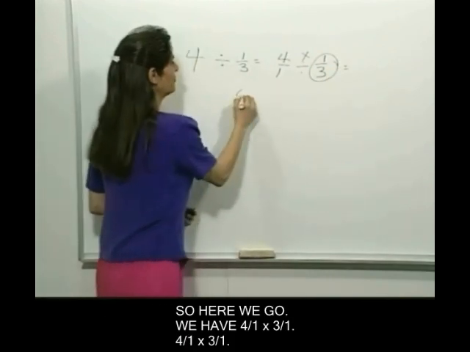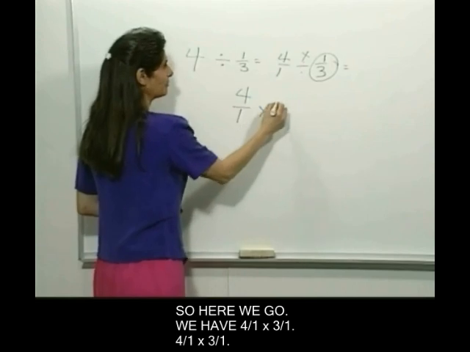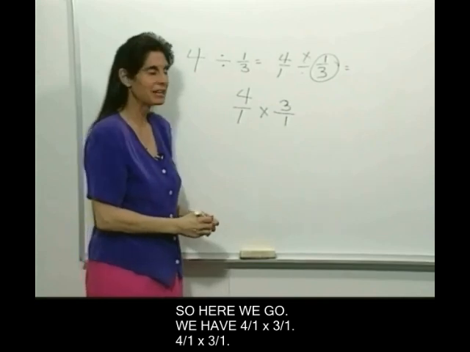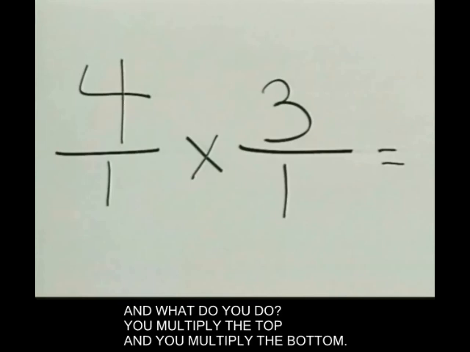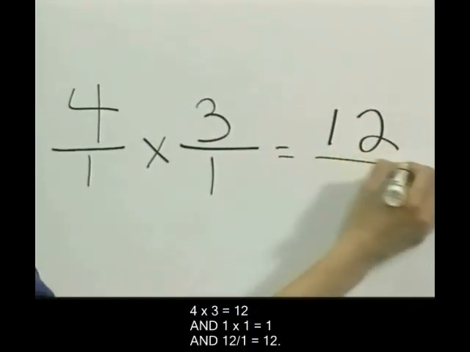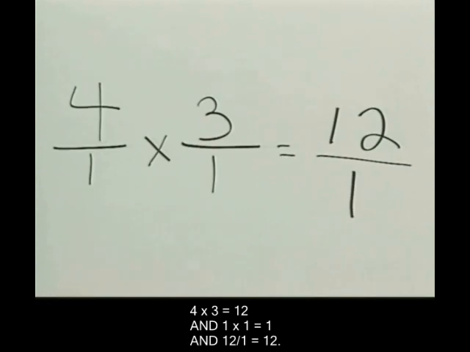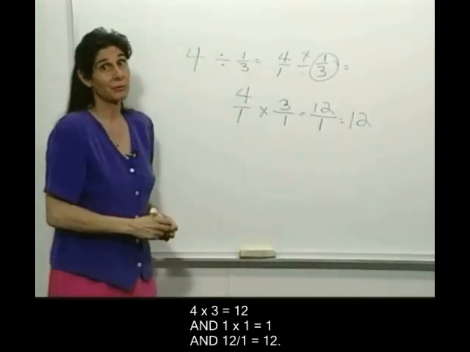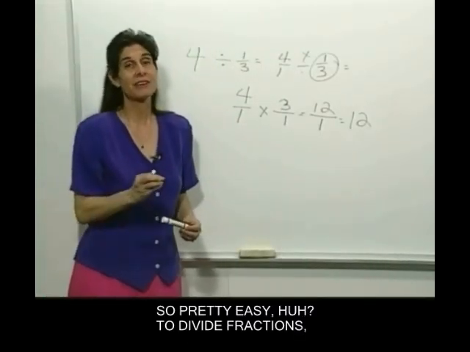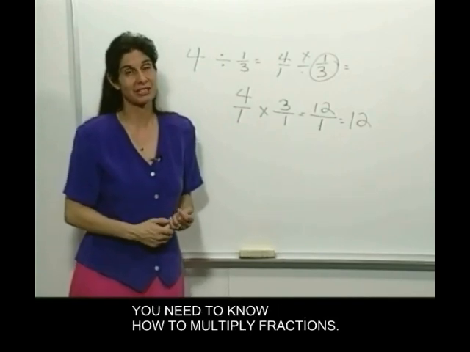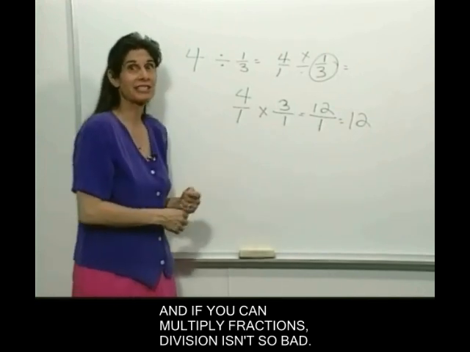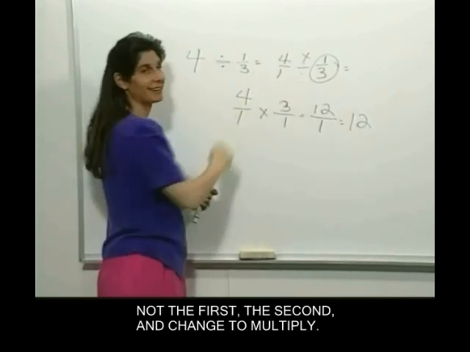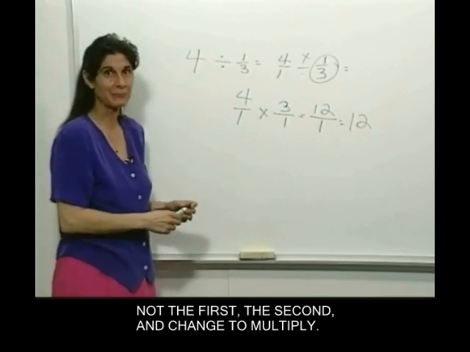So here we go. We have 4 over 1 times 3 over 1. And what do you do? You multiply the top and you multiply the bottom. 4 times 3 is 12, and 1 times 1 is 1, and 12 over 1 is 12. So pretty easy, huh? To divide fractions, you need to know how to multiply fractions. And if you can multiply fractions, division isn't so bad. You need to flip over the second number, not the first, the second, and change to multiply.